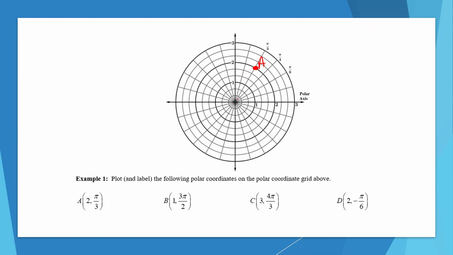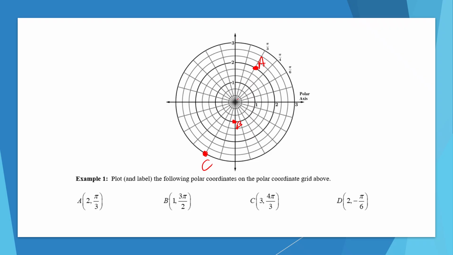This is going to be A. B is 1, a radius of 1, and 3 pi over 2. So that's going to be right here. C is 3, 4 pi over 3. So pi over 3 is 60 degrees. So pi over 3, 2 pi over 3, 3 pi over 3, 4 pi over 3 right here. And then it should just be a radius of 3. So this is going to be where C is.